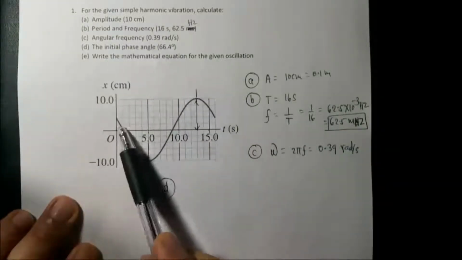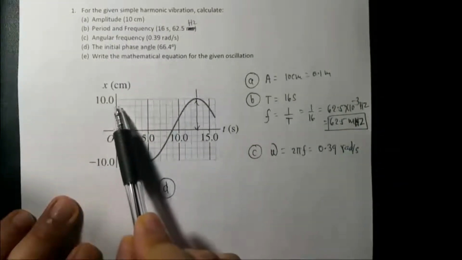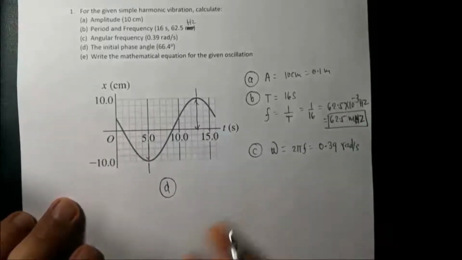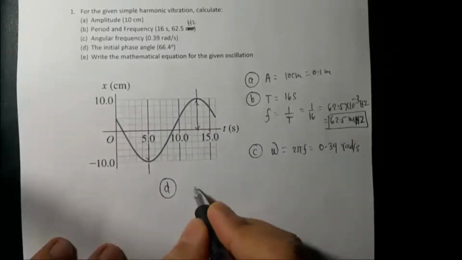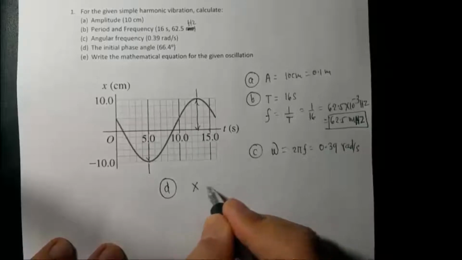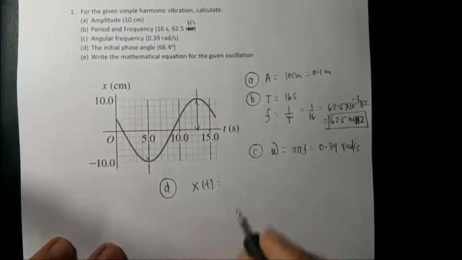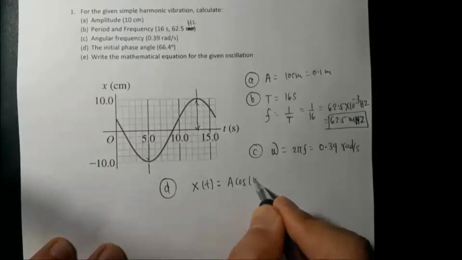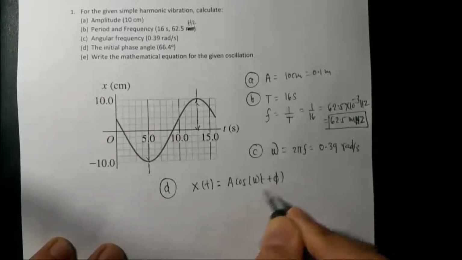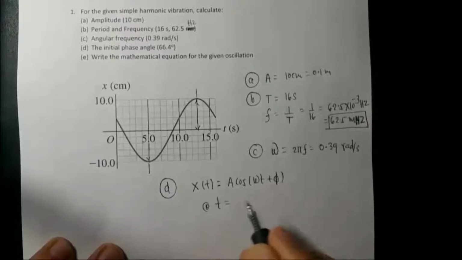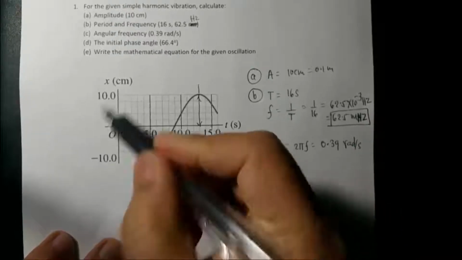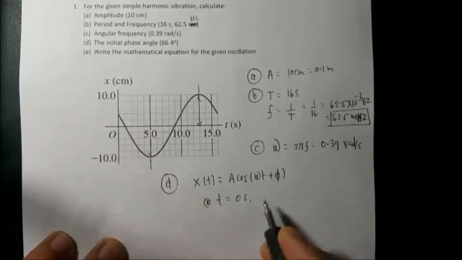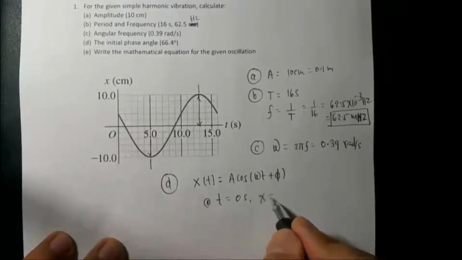Next is what's the initial phase? Because it didn't start from 0 or from the maximum peak, it has some initial phase, initial state. So how do you find it? You go with the position function in simple harmonic motion. We use the cos function, x equals A cos of omega t plus phi. You just need to find the displacement x at t equals 0 seconds. You have to check the displacement at 0 seconds.